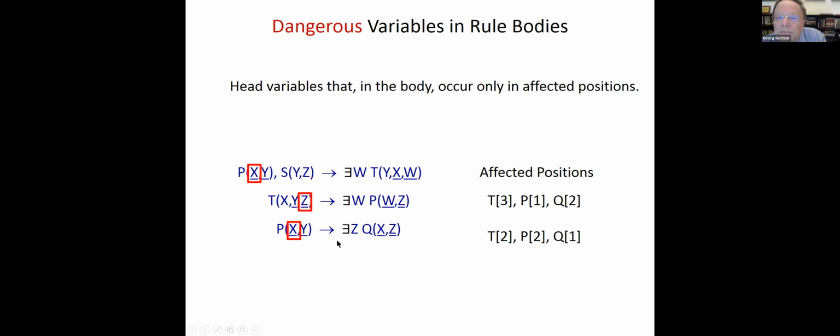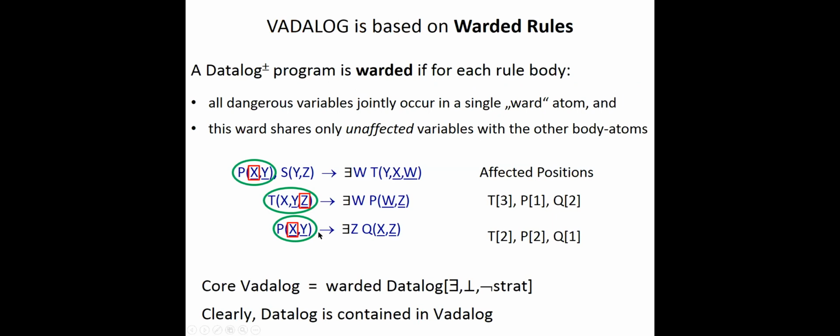So these are dangerous. So here we have about 5 minutes. So now, what is Vadalog? Basically, the core of Vadalog are rules where all dangerous variables must, in each rule, jointly occur in a single atom, which we call the ward.